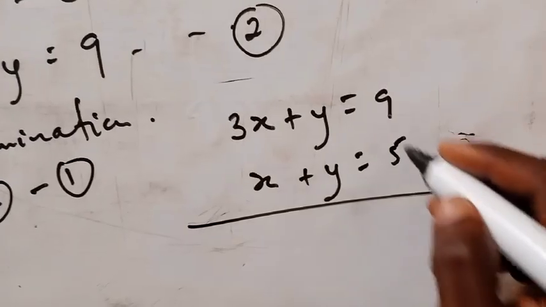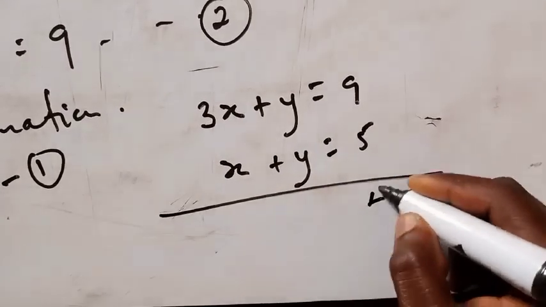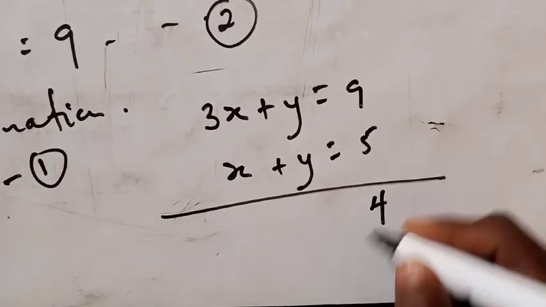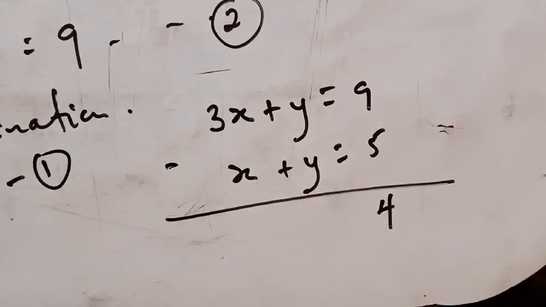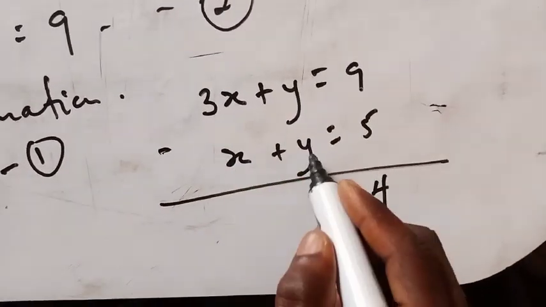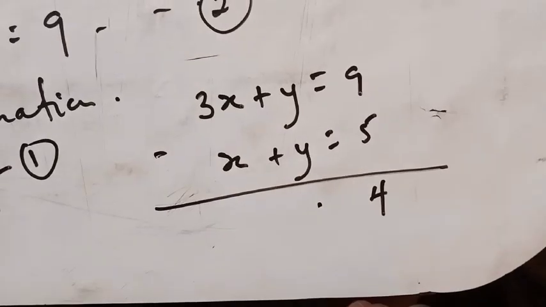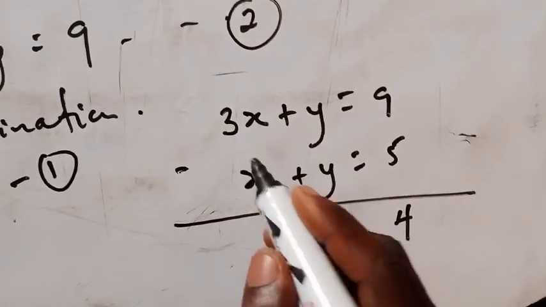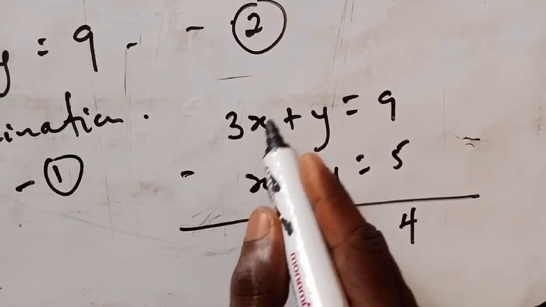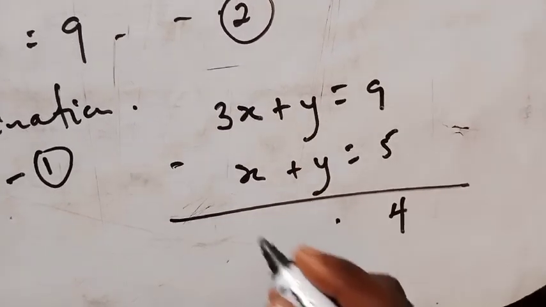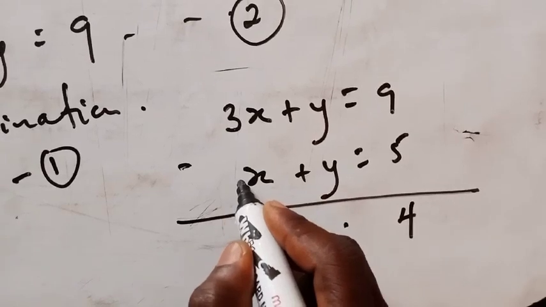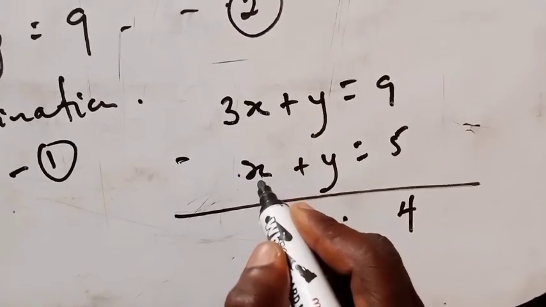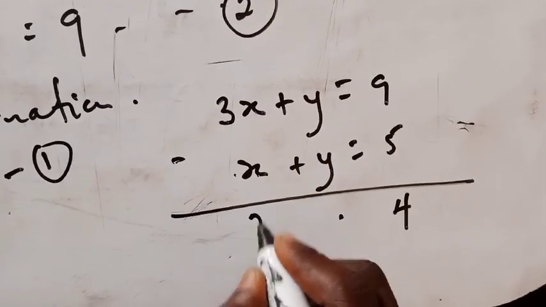So we know how to subtract. 9 minus 5 should be 4. And then remember it's subtraction, so y minus y is just like 1 minus 1, that is equal to 0. And then we have 3x minus x, so that's just 3 minus 1, because these are the same. So that's going to be 2x.